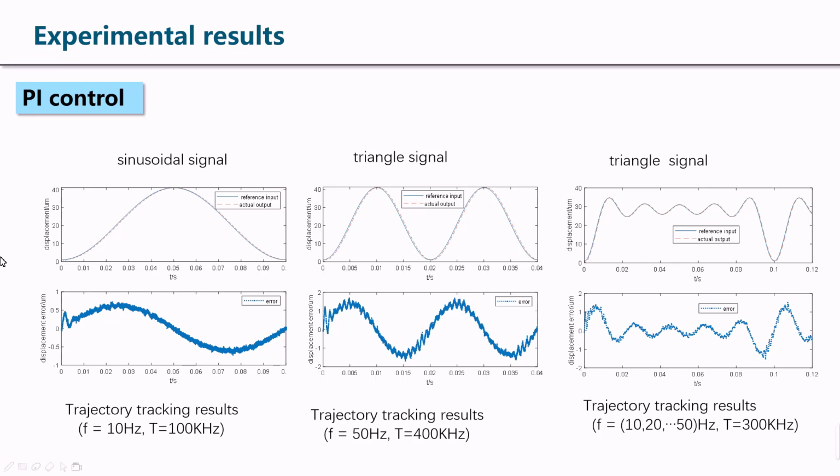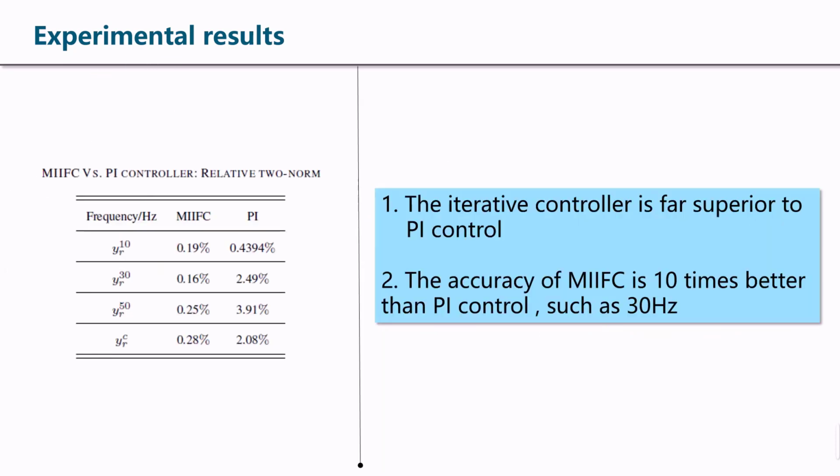Those pictures are experimental results of PID control. The table is relative to normal PID controller and MRFC. From the table, the iterative controller is far superior to PID control. The accuracy of MRFC is 10 times better than PID control, such as 30.